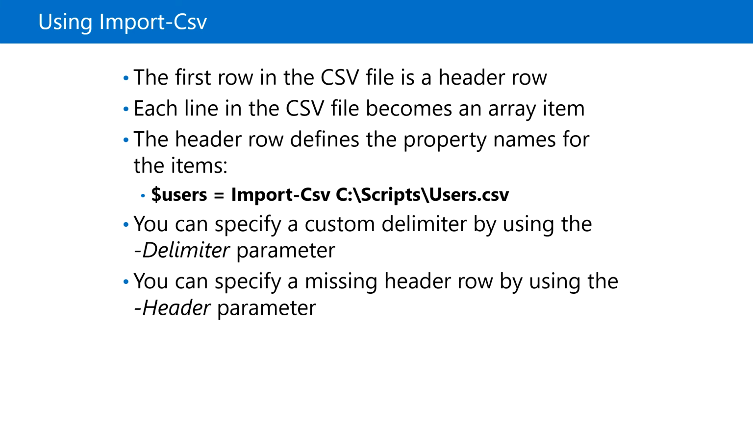So some programs export data using a delimiter other than comma. In that case, we can specify it using the -Delimiter parameter. And also, in case the header is missing for any of the rows, then we can use the -Header parameter to specify that.